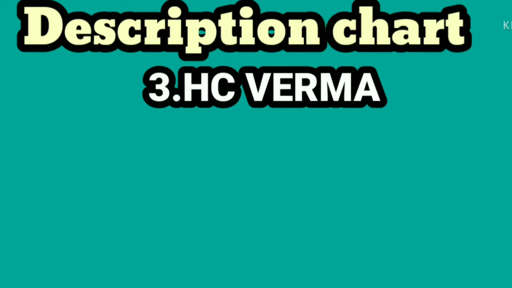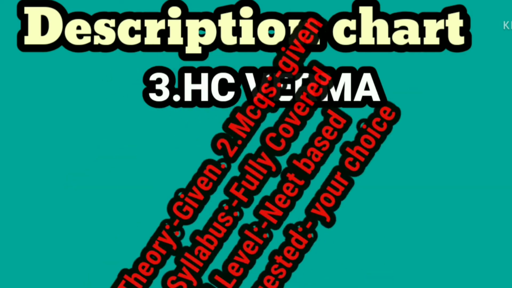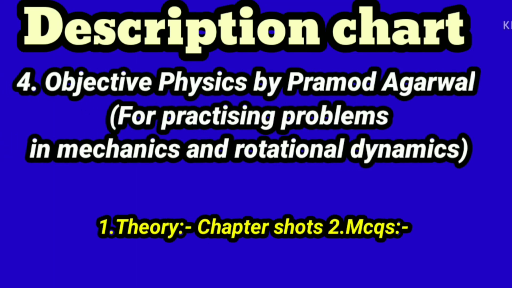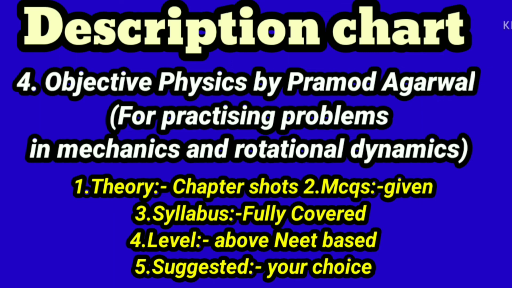Now the third book comes here, HC Verma. HC Verma covers the theory, MCQs, syllabus is fully covered, level is also NEET based, but I do not suggest it, it's your choice, your call. If you have completed the previous 2 books, then only move on to HC Verma. And the last, 4th book, I never recommend extras, you know. Theory, chapter shots are given, MCQs are given, syllabus is fully covered, level is above NEET based. If I might say, it's quite difficult for a NEET student. Yes, it's your choice, you may buy it or just refer to it.